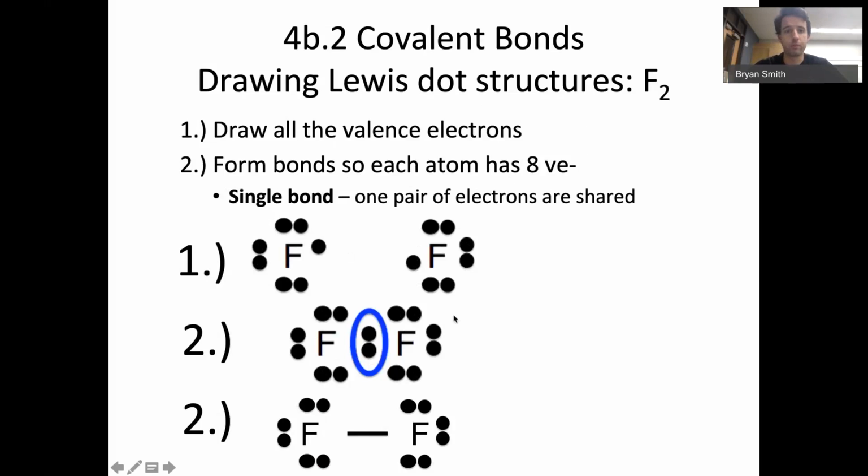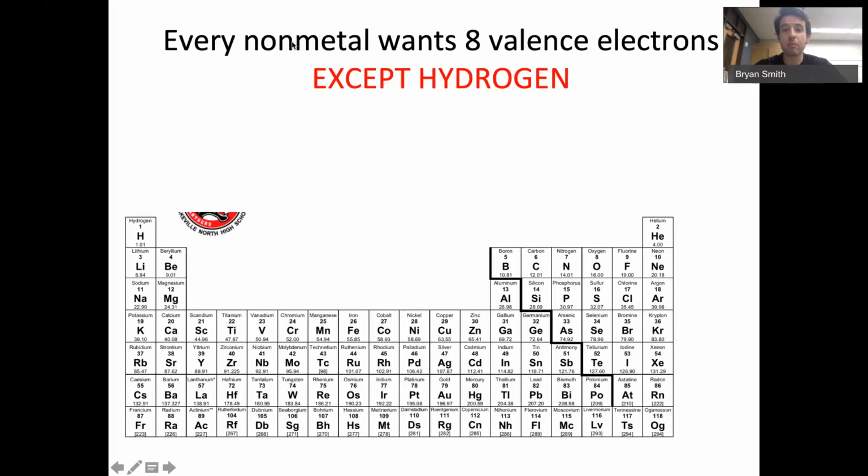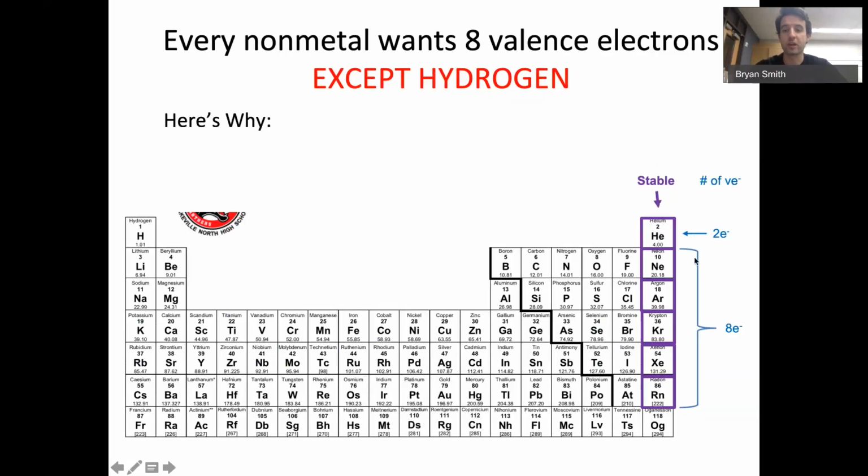Great, moving on here. Okay, I said every nonmetal wants 8 valence electrons. That's true for everything except for hydrogen. Let's talk about hydrogen. First off, we have to talk about noble gases though, because this is where things are actually stable. So helium, neon, argon, krypton, xenon, and radon, all these things in purple here are our stable noble gases. Remember, helium has 2 valence electrons because it's an exception, and all the other noble gases have 8 valence electrons. In general, we'll just say 8 valence electrons is stable.